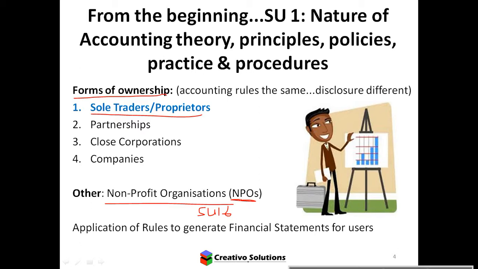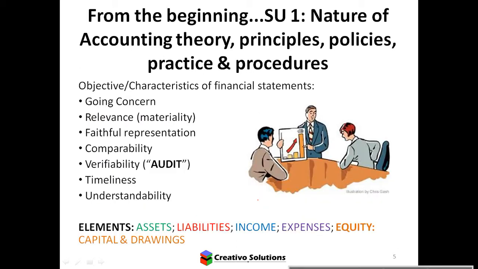Okay, so you get different clubs with different things. When applying the rules, we need to apply them to disclosure in terms of where do I put the correct accounts? Do I put it in the statement of financial position? Do I put it in the statement of comprehensive income? So it's all about where do I disclose the information.